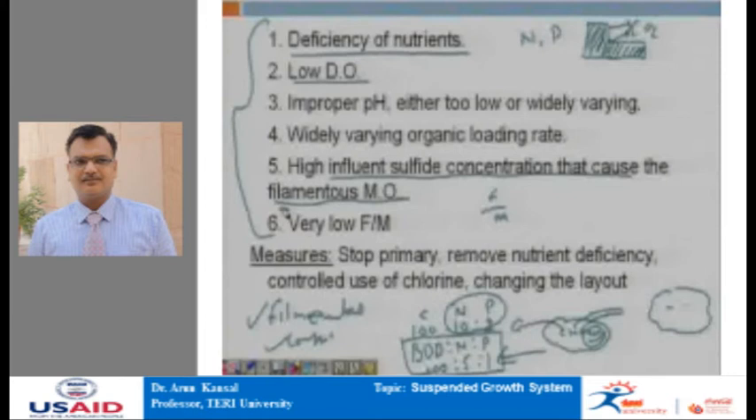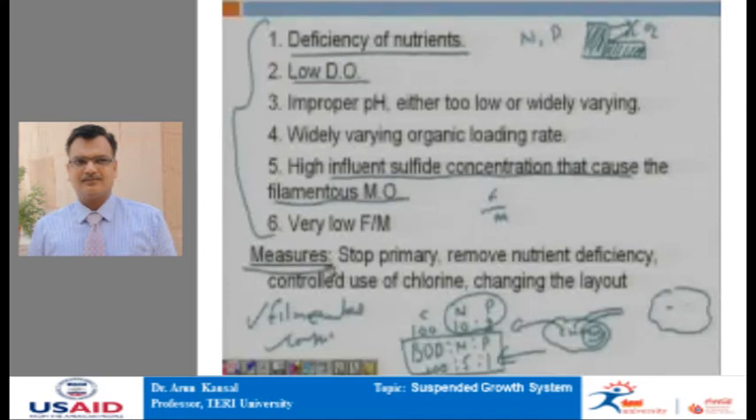The point is that suppose sludge bulking happens, first of all we should be able to detect it. Detection means we have to regularly check the sludge volume index of the sludge. The moment the sludge volume index starts exceeding a value of 100, that means the problem of sludge bulking is triggering, and at that stage we have to take certain remedial measures. What are the remedial measures for this sludge bulking?